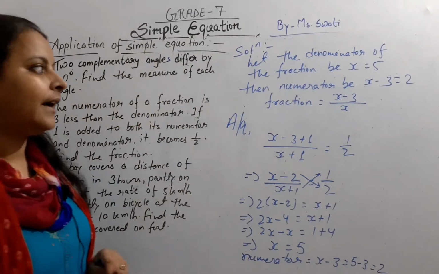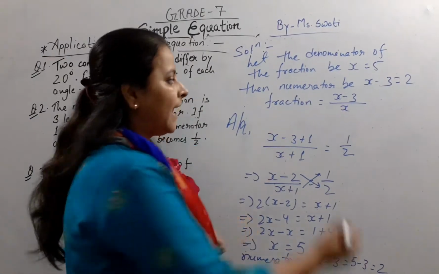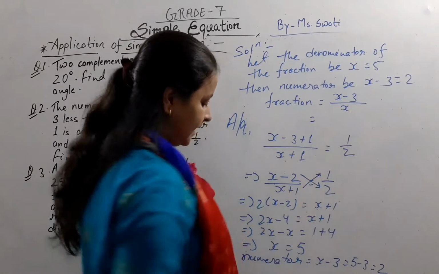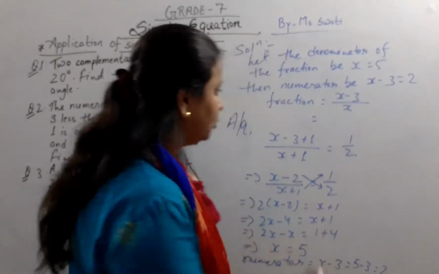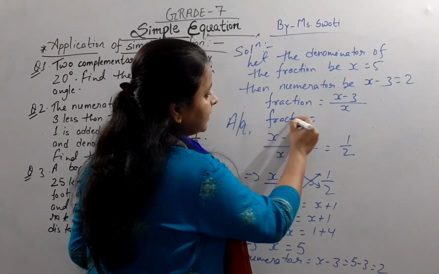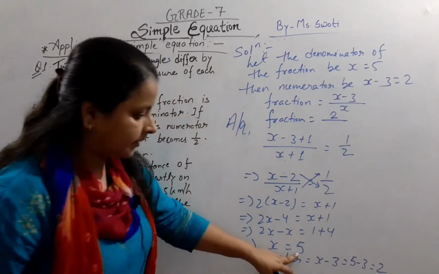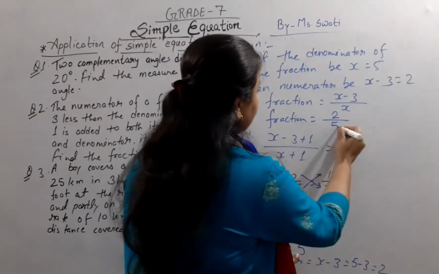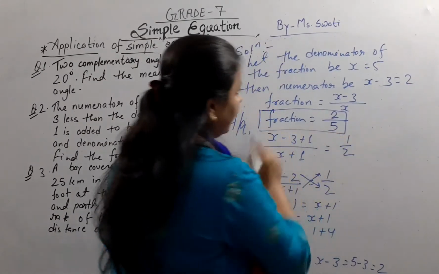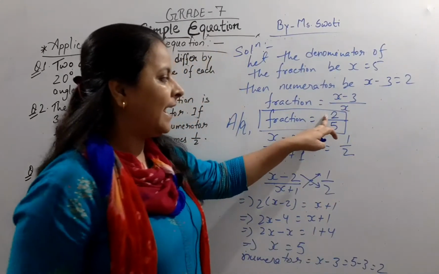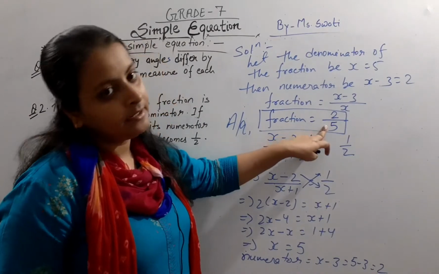Now what do we have to find out? We have to find out the fraction. So the fraction is x minus 3 over the denominator. We get the numerator 2. So the fraction becomes numerator 2 by denominator, that is 5. The fraction becomes 2 by 5. X minus 3, 5 minus 3, we get 2 by 5.